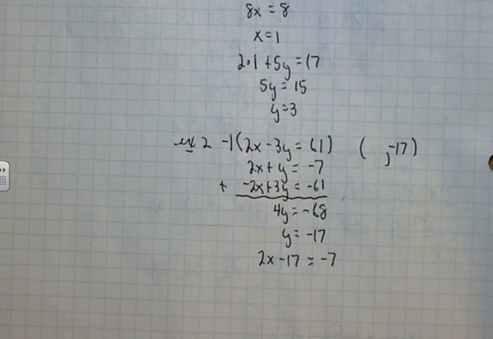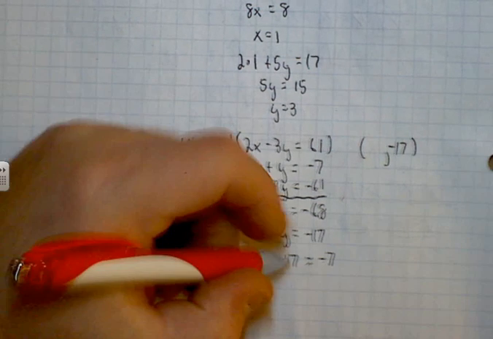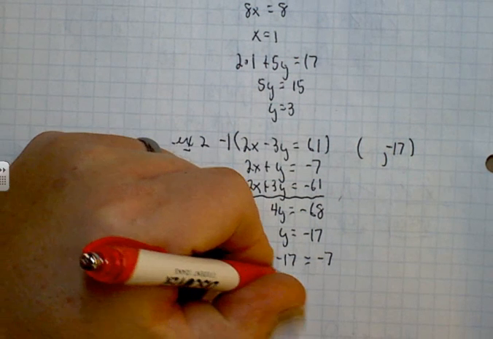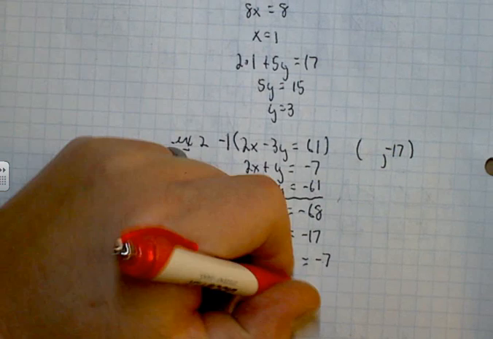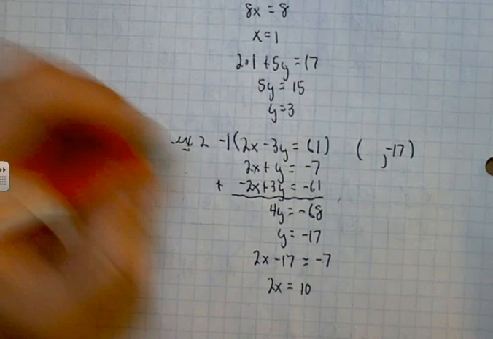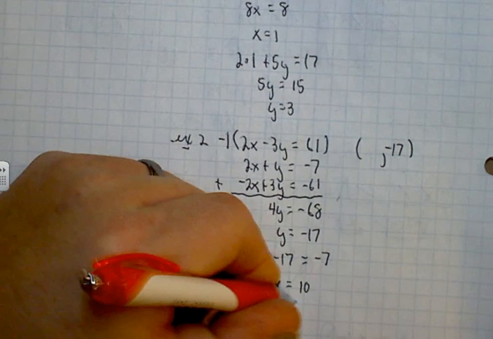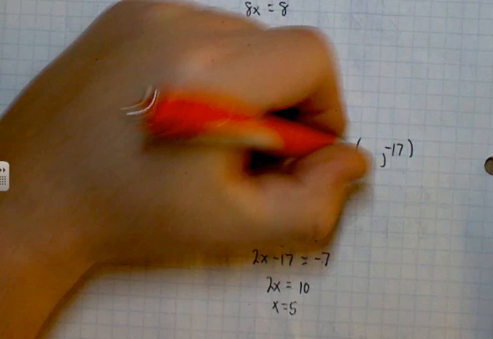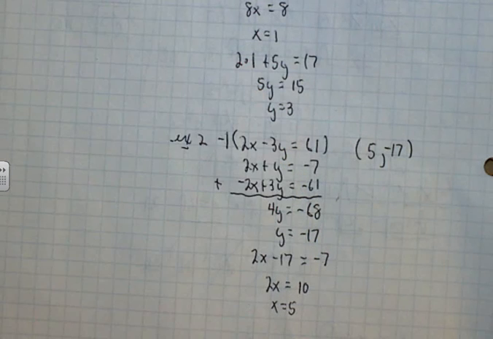Solve for x. Add 17. What's -7 plus 17? Divide by 2. Got the x, we got the y, and we are done. They intersect at 5, -17.